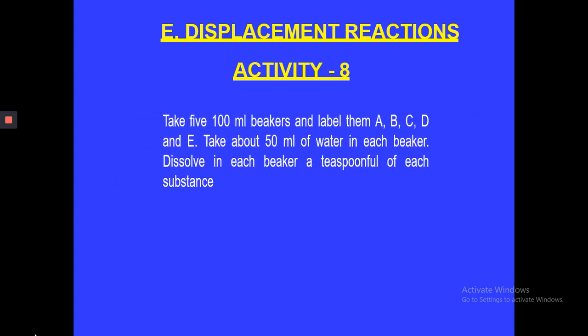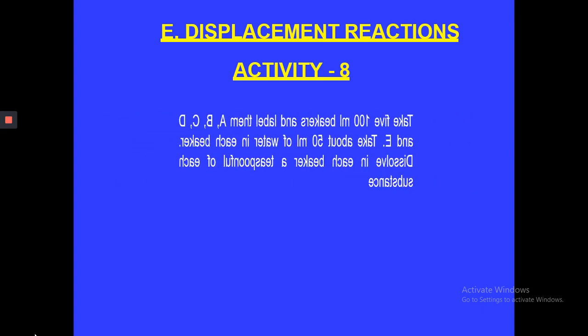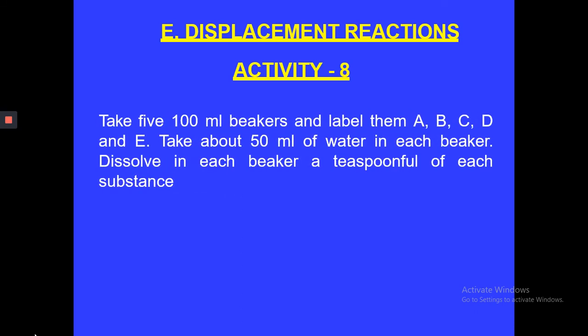This time we will discuss displacement reactions. For this, we will perform an activity. What are displacement reactions? In these reactions, metals will displace other metals. In this case, take 500 ml beakers and label them A, B, C, D and E.